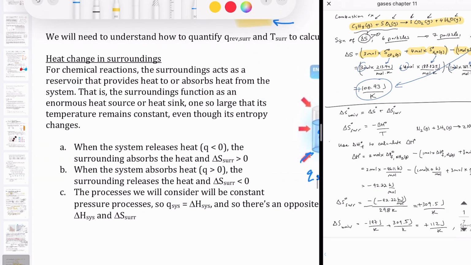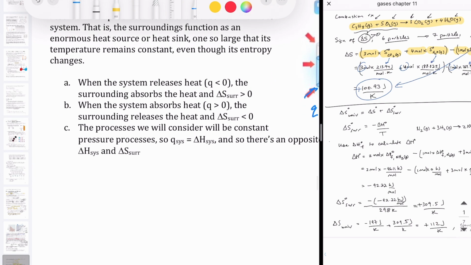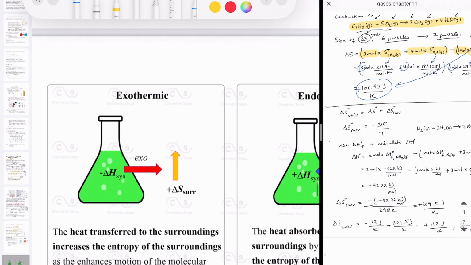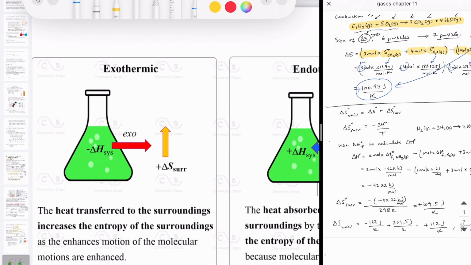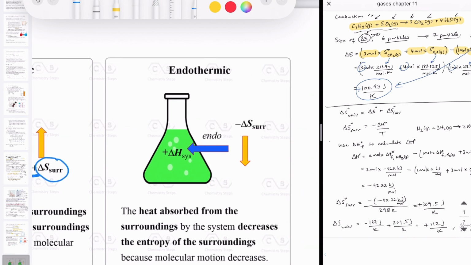And that heat comes from the reaction itself, and it comes from the breaking and the formation of the bonds that happen during a chemical reaction. And so that Q is just your delta H of the system. So it's the delta H that we've been calculating all this time. So in other words, we can make a relationship between delta H of the system with delta S of the surrounding. And specifically, if we have an exothermic reaction, the delta H is negative, the delta S surrounding will be positive. Whereas if you have an endothermic reaction, the delta H of the system will be positive, the delta S of the surrounding will be negative.